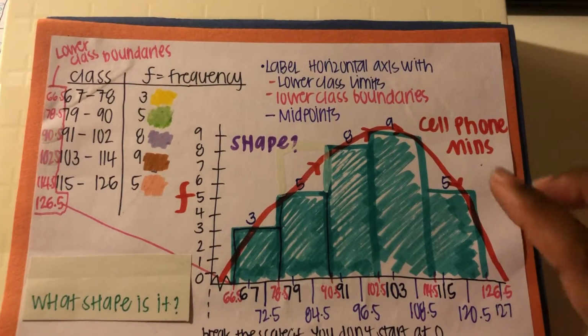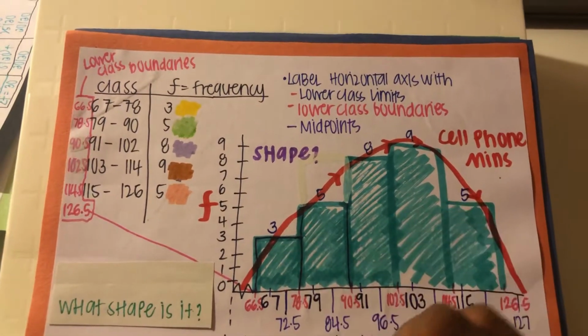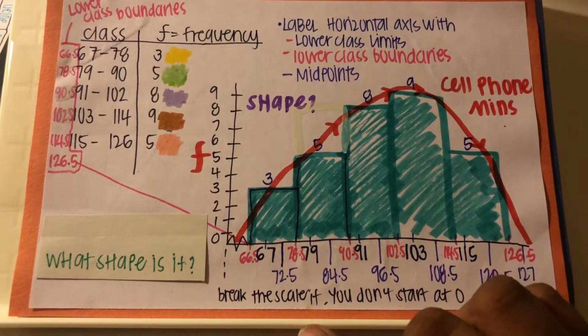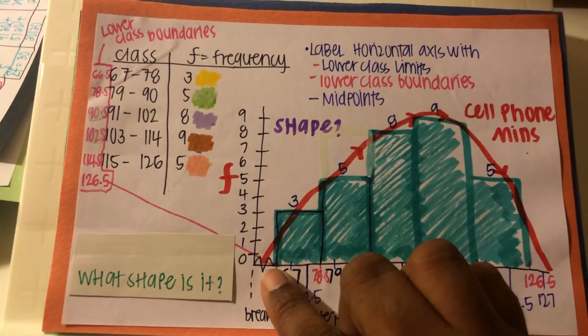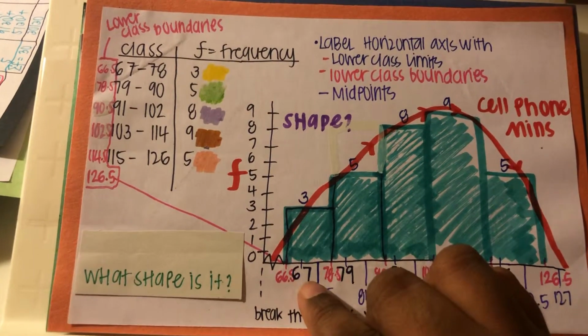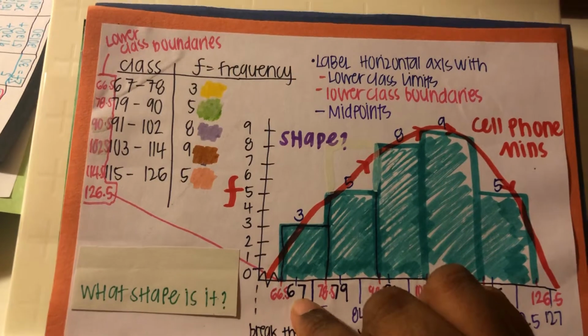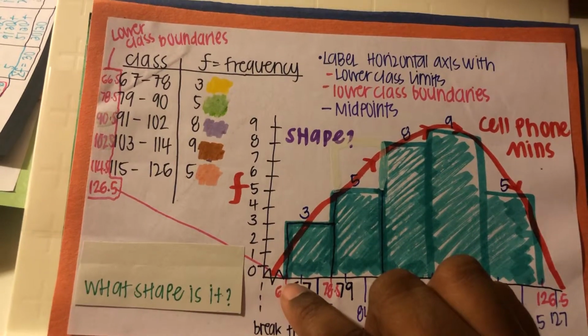This is all going to be the cell phone minutes. So you break the scale if you don't start at 0. So you see here, I broke this scale because the information starts at 67. And that's the little sign right here that you see.